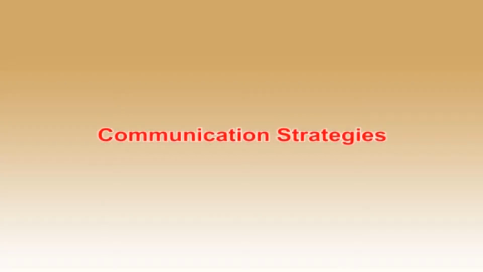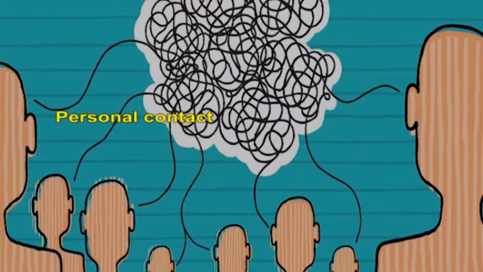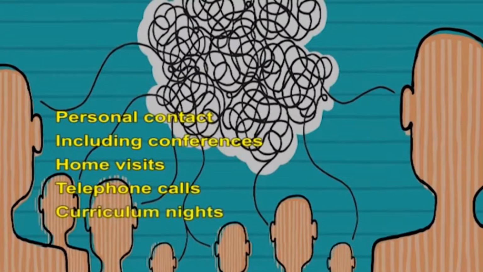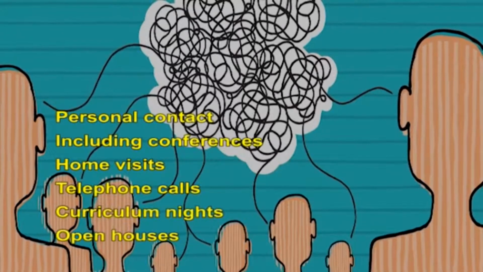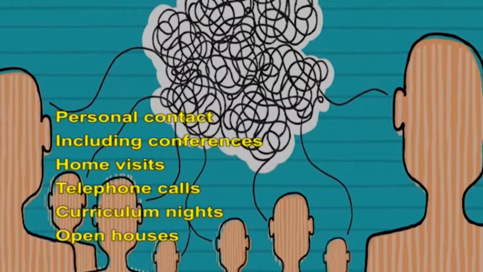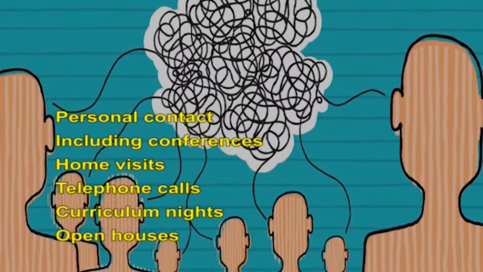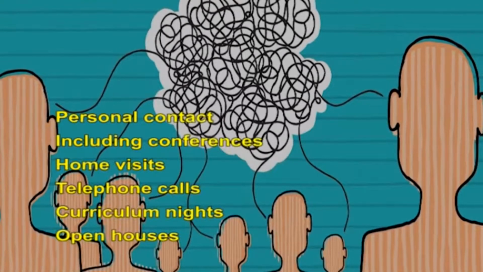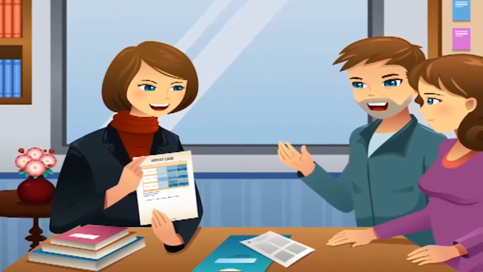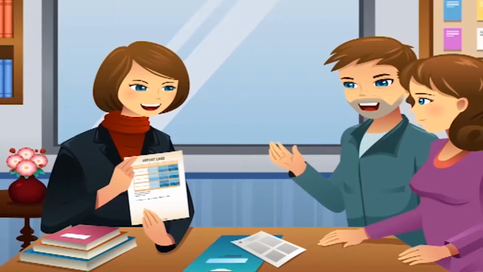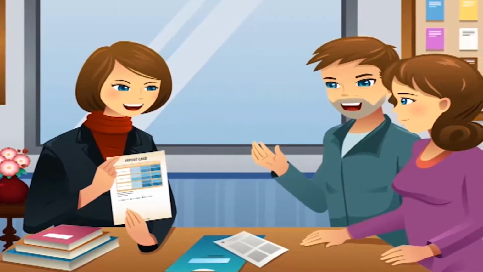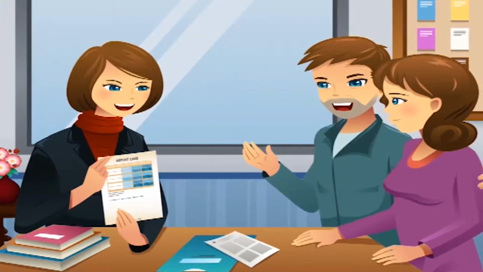Let us see some communication strategies. Personal contact, including conferences, home visits, telephone calls, and curriculum nights or open houses, seems to be the most effective form of communication and may be among the most familiar. However, the establishment of effective school-home communication has grown more complex as society has changed. The great diversity among families means that it is not possible to rely on a single method of communication that will reach all homes with a given message.